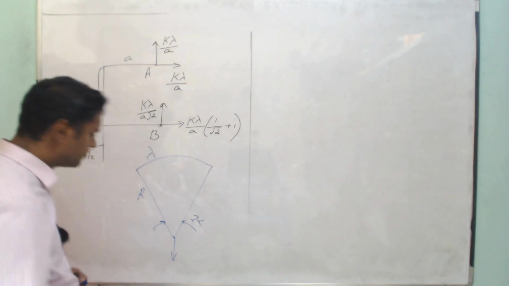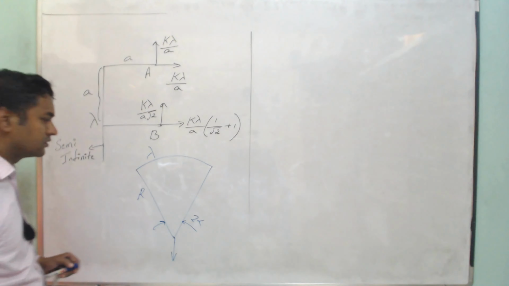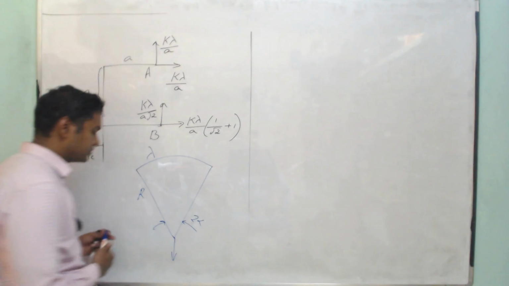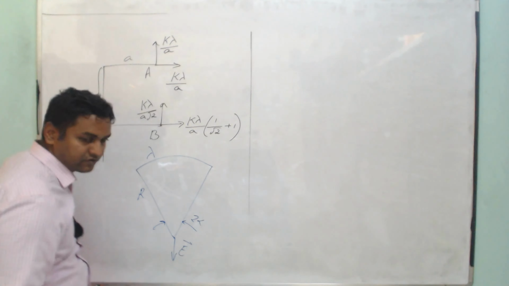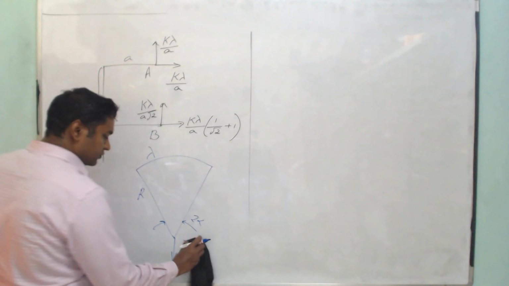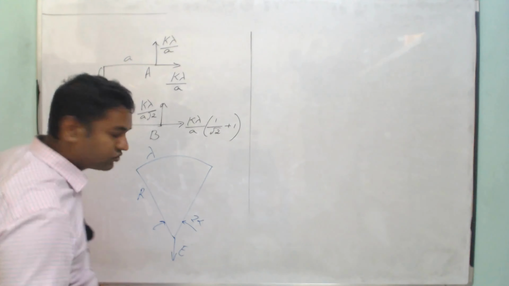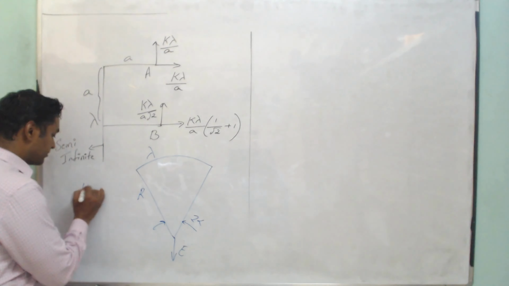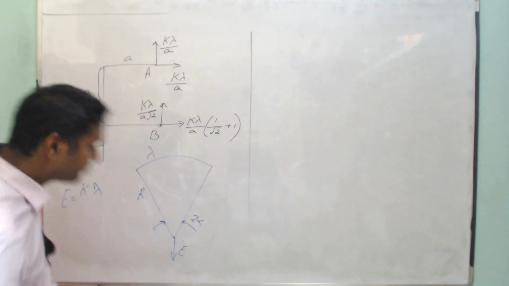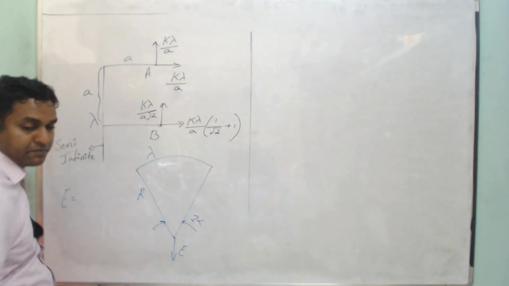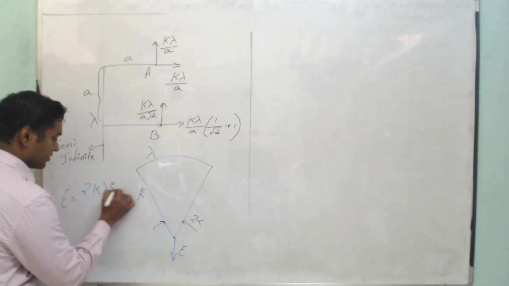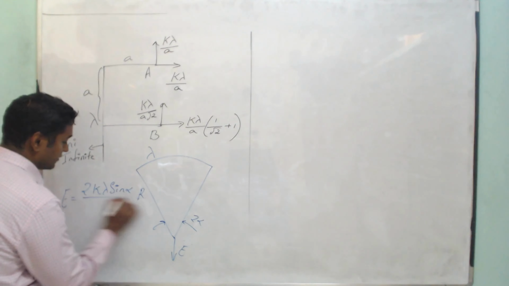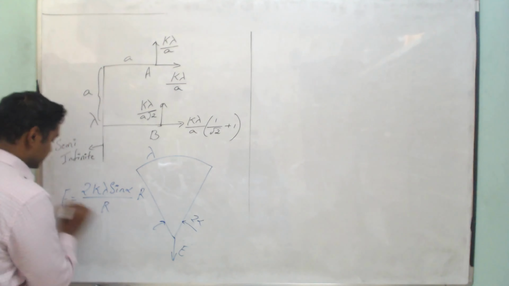We don't have to specify any i cap, j cap. So let the electric field be E, not in vector form. Just tell me what magnitude we got. E is equal to 2K lambda sine alpha by R. Yes, you need to remember this also.